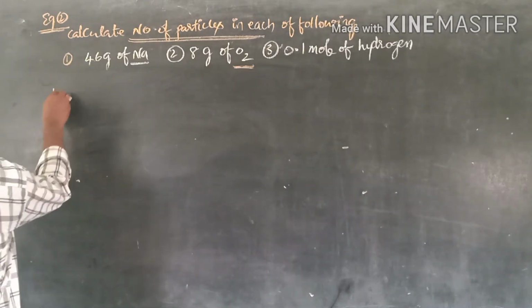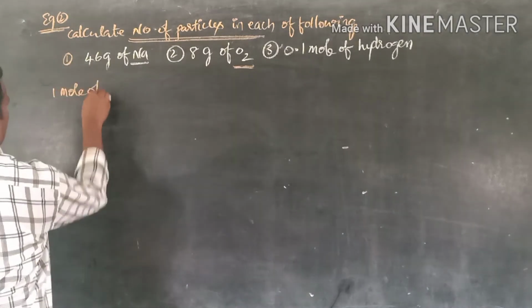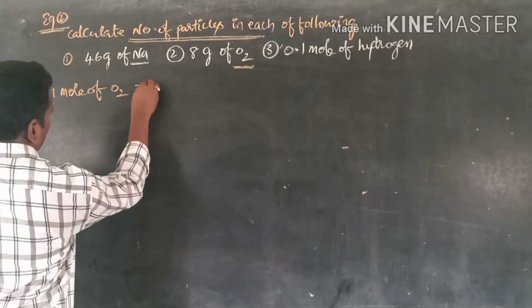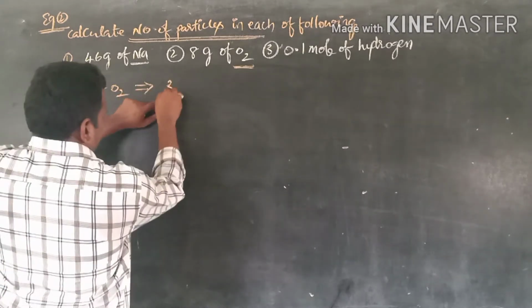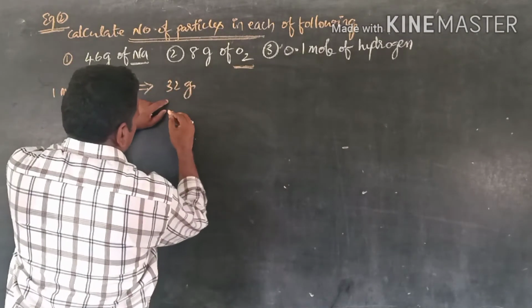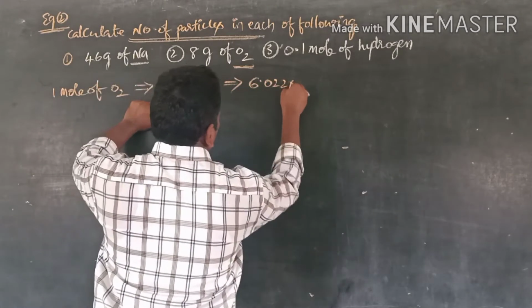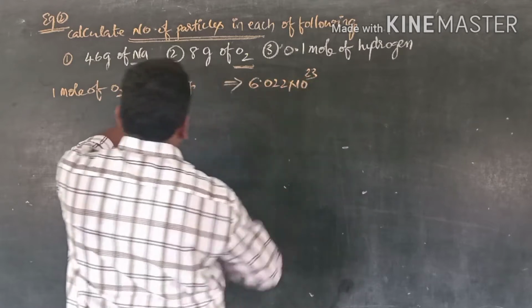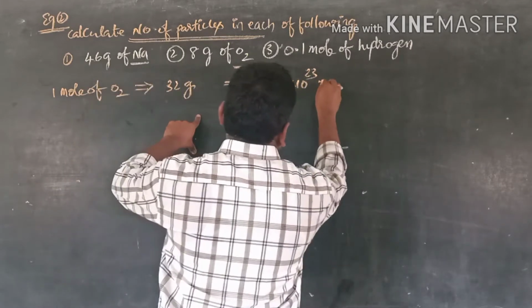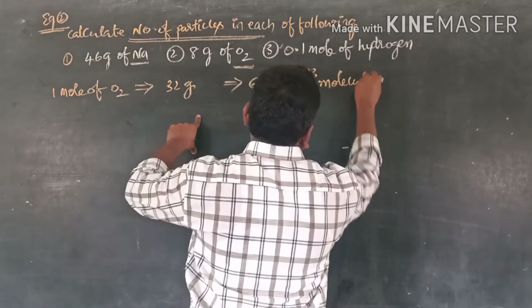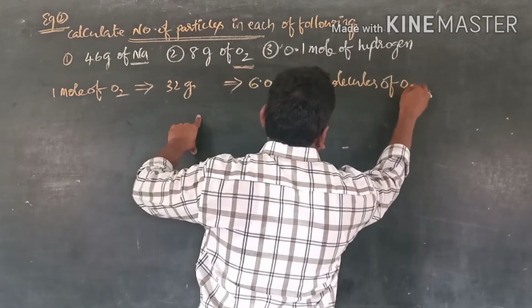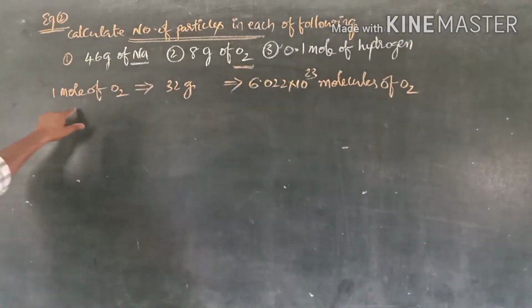This means 1 mole of O2 weighs 32 grams. That means it contains 6.022 into 10 power 23. If it is molecules, then these also become molecules of O2. This is the basic concept of 1 mole.